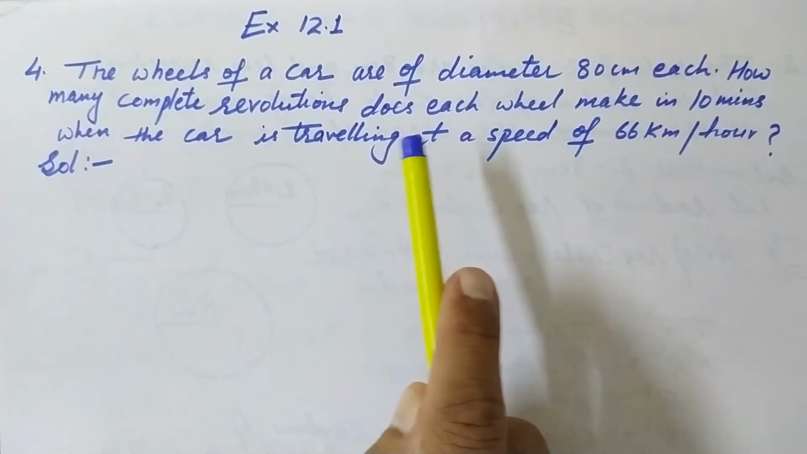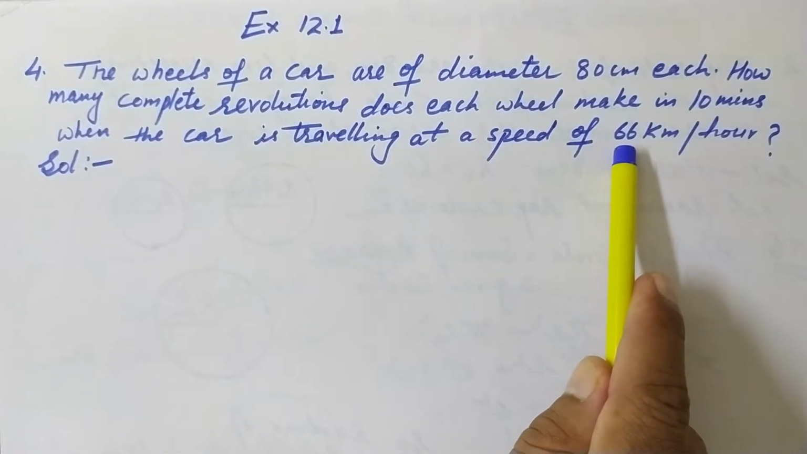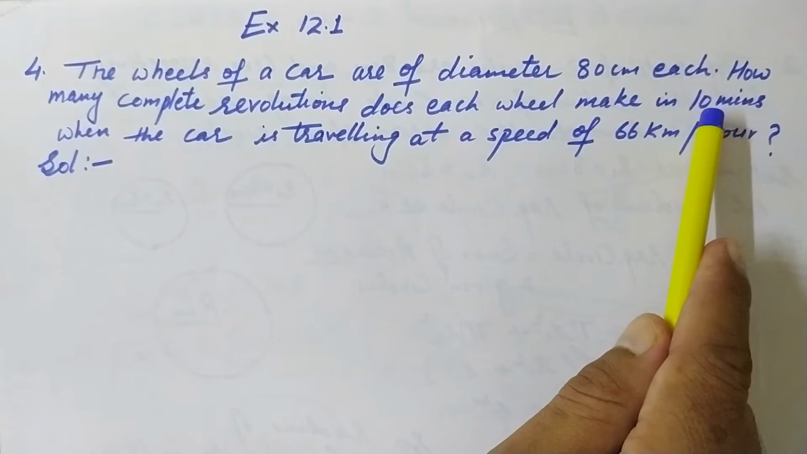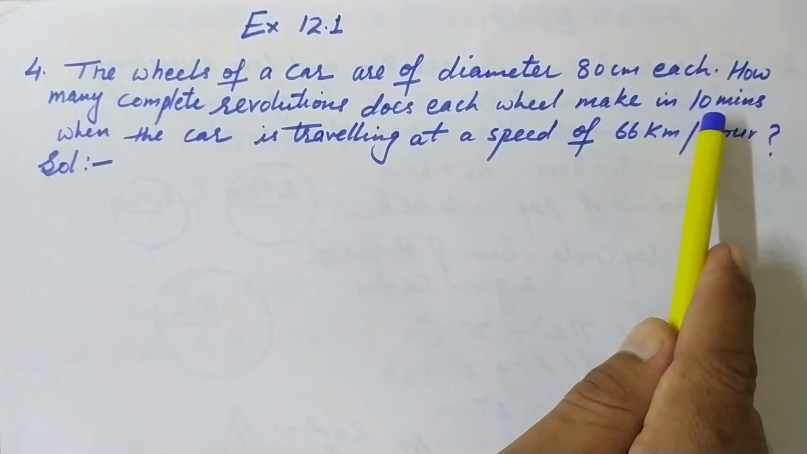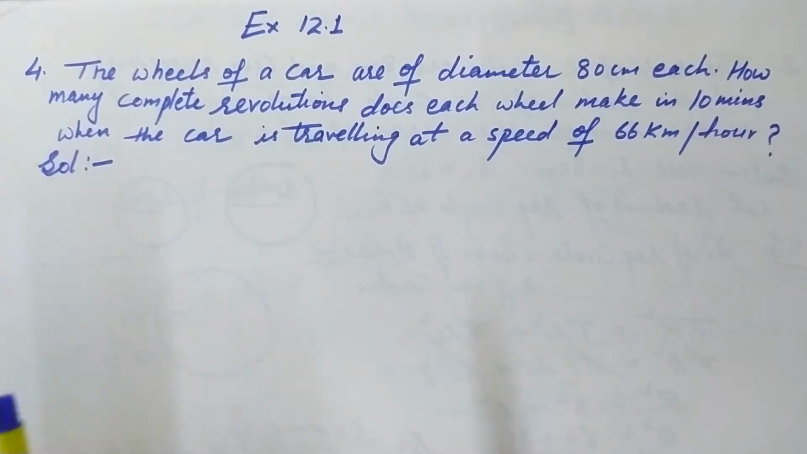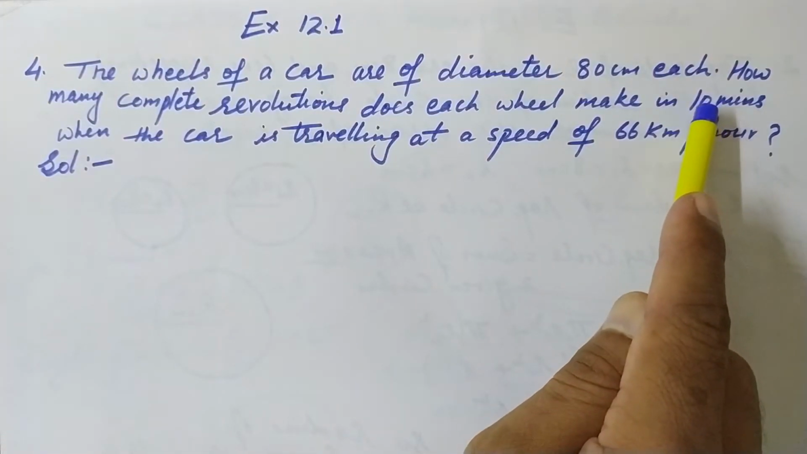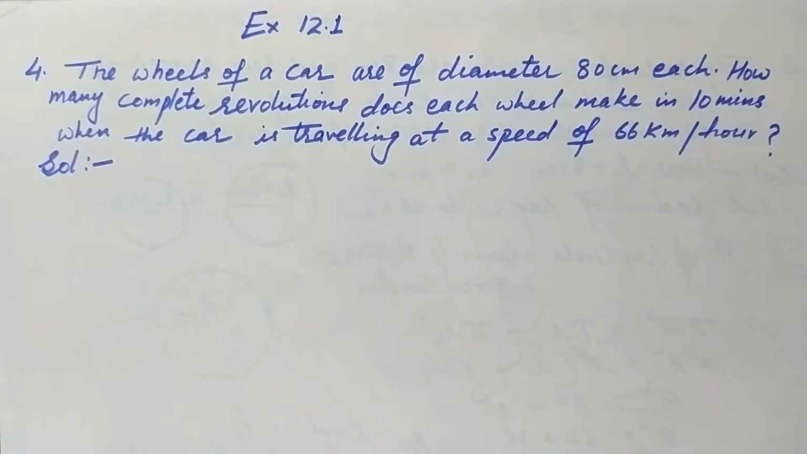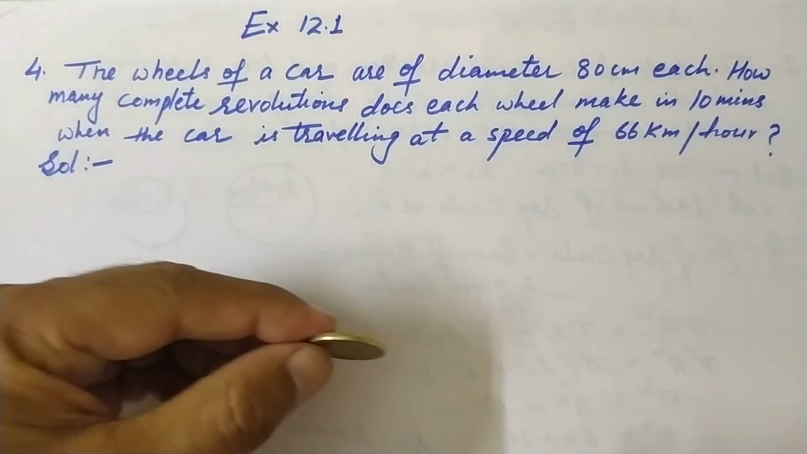It is asked that if the car is traveling with the speed of 66 km per hour, how many complete revolutions will it make in 10 minutes? In 10 minutes, how many times will it revolve? I'll tell you: if the wheel takes one revolution, how much distance will it cover? Let's understand this by taking the example of a wheel.